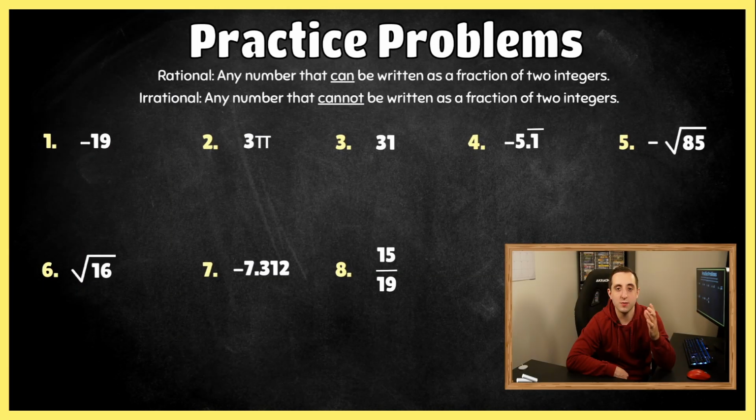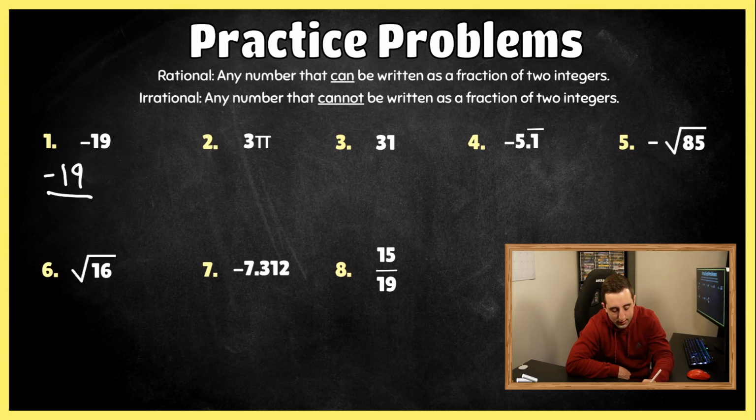Now, if you're watching this part, I'm assuming you've tried out all 8 questions and you're ready to go over the answers. So let's go ahead and look at number 1. We have -19. Well, -19 can be made into a fraction of two integers by simply putting it over the value of 1. -19 over 1 just gives you -19 back. Well, this would be considered rational for the first one.